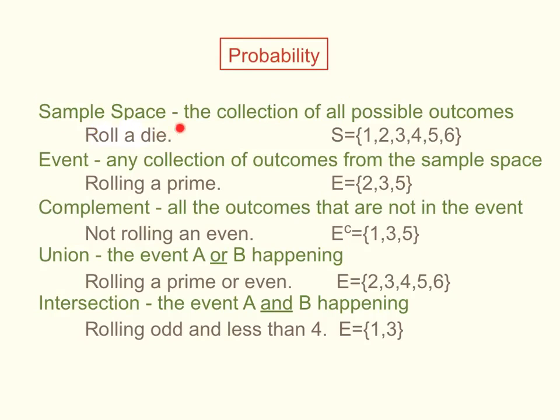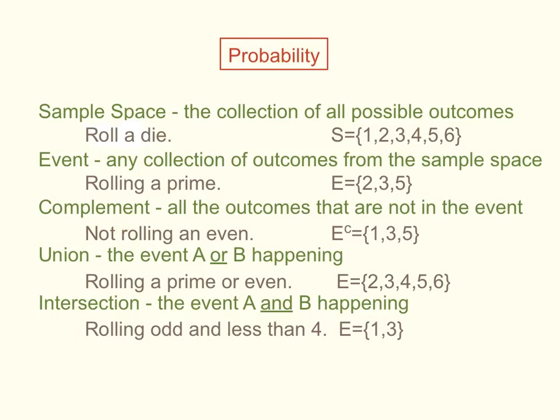The sample space is the collection of all the possible outcomes. So if I was rolling a dice, the possible outcomes are 1, 2, 3, 4, 5, or 6. Those are the possible rolls that I could have. So that is the entire sample space. An event is a collection of the outcomes from the sample space. So if the event is rolling a prime, on the dice there are 3 prime numbers, 2, 3, and 5. So the event space would be 2, 3, and 5.